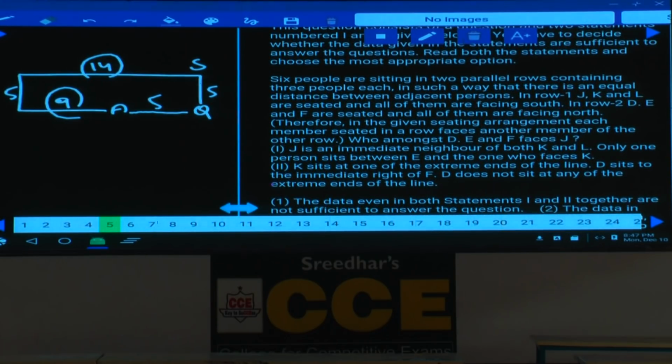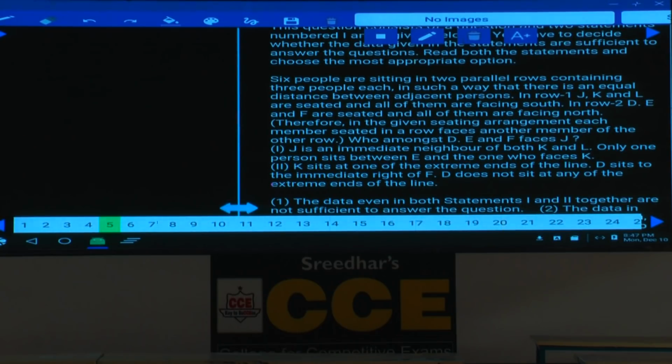6 people are seated in 2 parallel rows containing 3 people in each, in such a way that there is an equal distance between adjacent persons. In row 1, J, K, L are seated and all of them are facing south. Now this is row 1. Now who are the persons in this one?